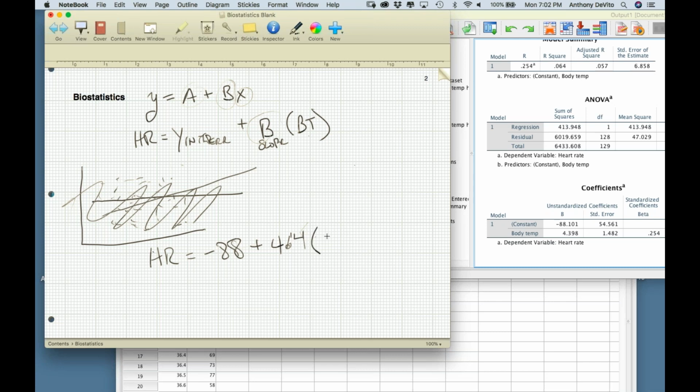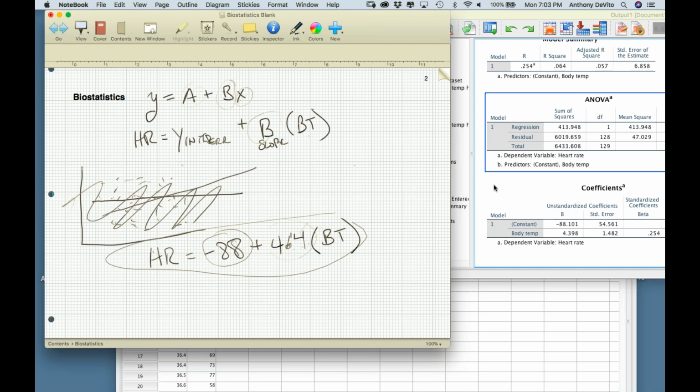Times the body temperature. Right, so we have a formula that we can use to predict heart rate based on body temperature. Okay, so 4.4, what does that tell us? For every degree centigrade that we go up in body temperature, the heart rate goes up 4.4 beats per minute, right? So we're using this slope to give us an idea of what this relationship really is. This -88 doesn't really have much meaning, does it? But we need it, because if we don't have it, we can't draw the line.